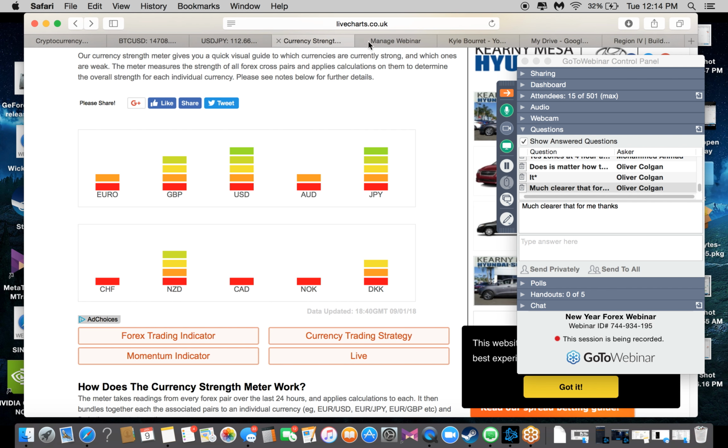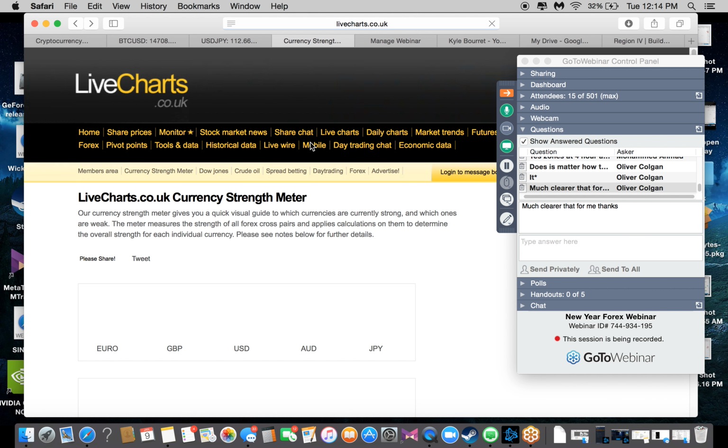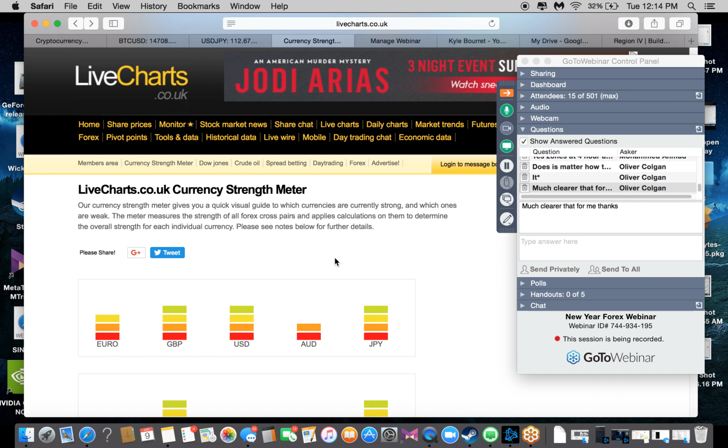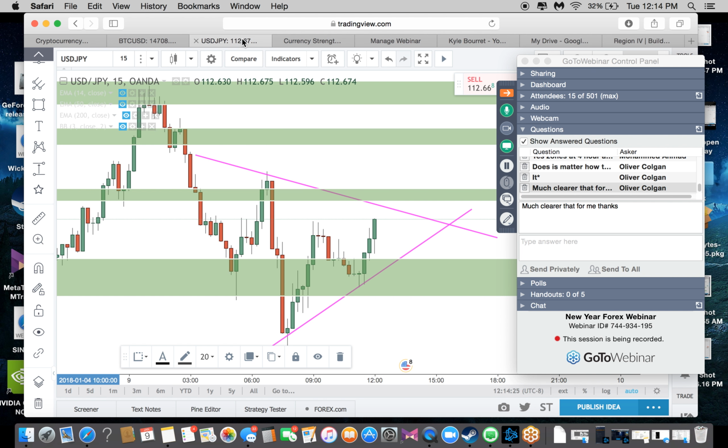Let's see what the currency strength meters are. Does anybody have questions on the currency strength meter? How to use it, or how I use it?